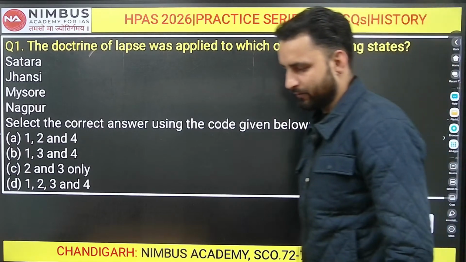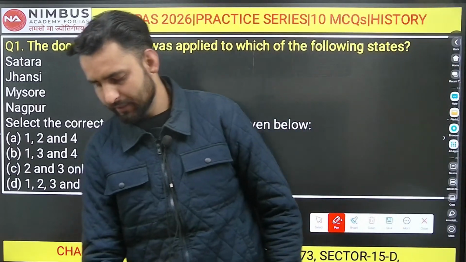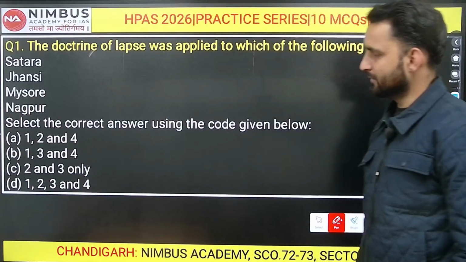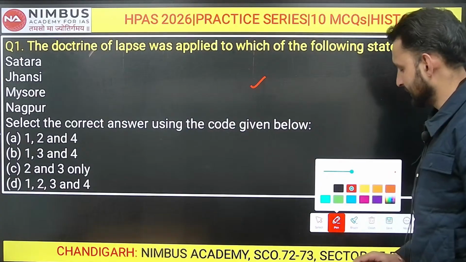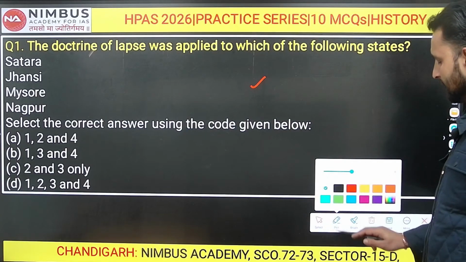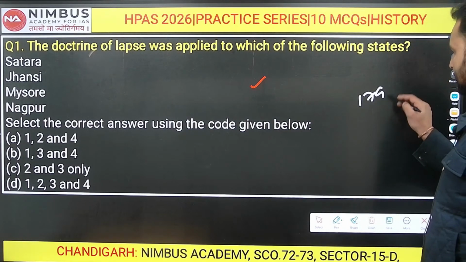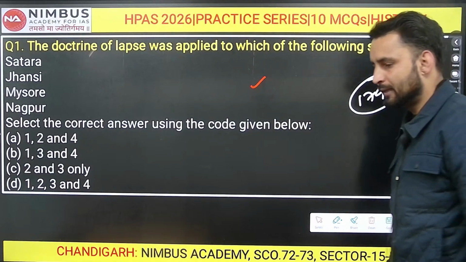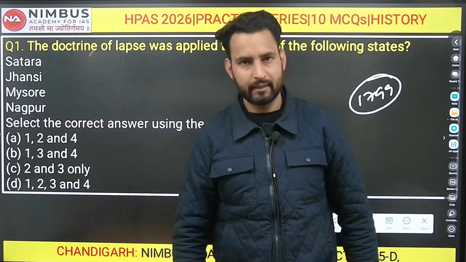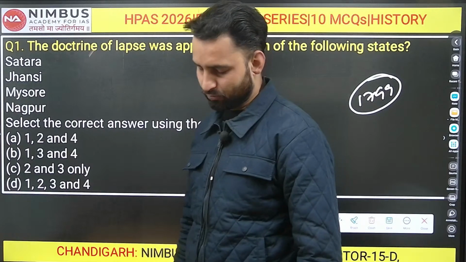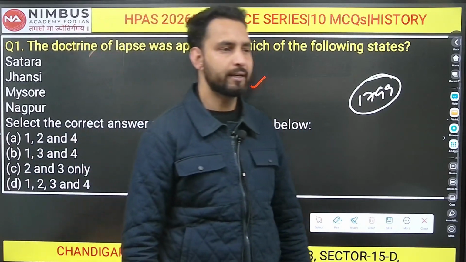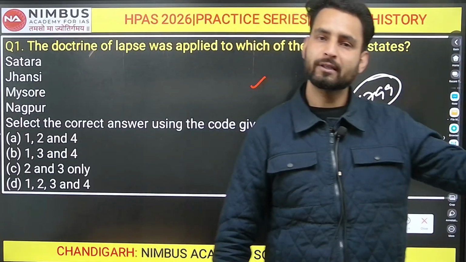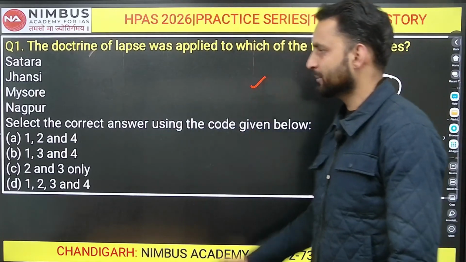All right, you have given D as the right answer. Option D, we'll see here, it is 1, 2, 3 and 4. Now see, Mysore is basically annexed through the Anglo-Mysore wars. You might have studied Anglo-Mysore wars that took place in the later half of the 18th century. So it was annexed well before the doctrine of lapse was introduced. So it was not Mysore.